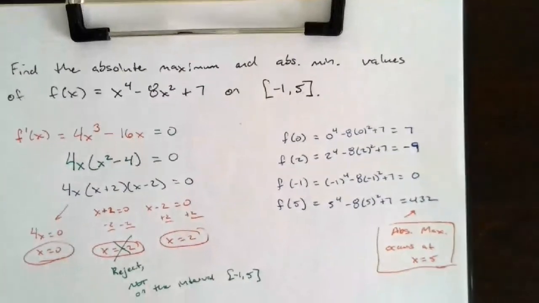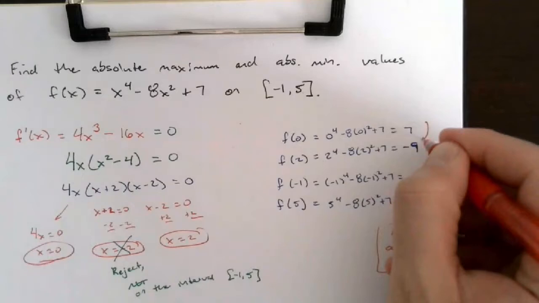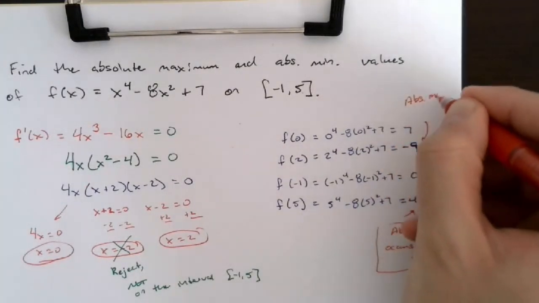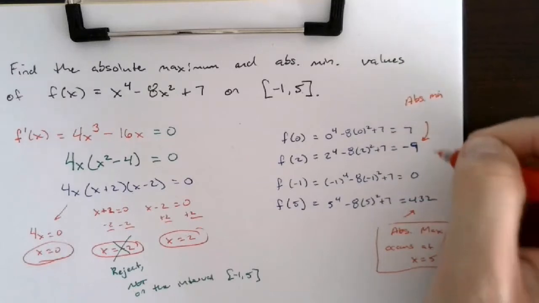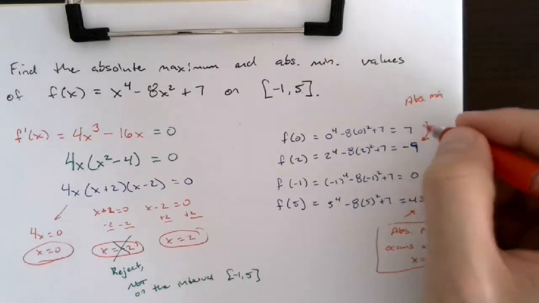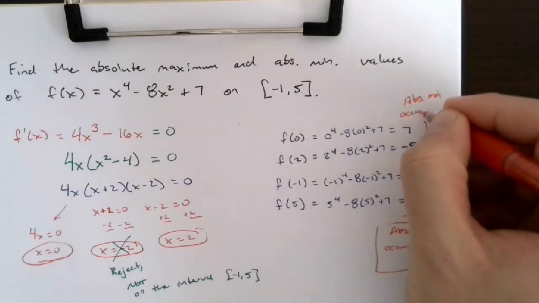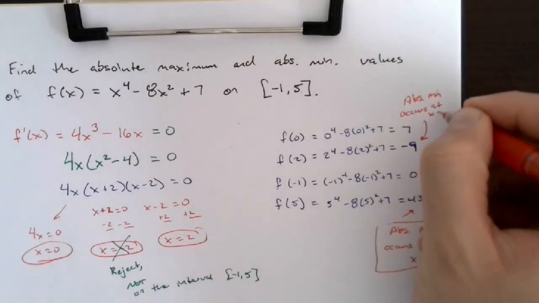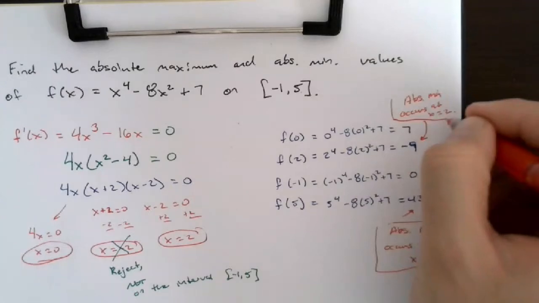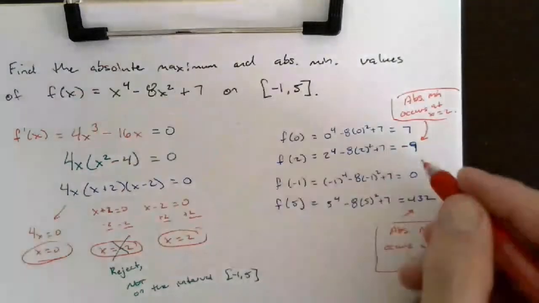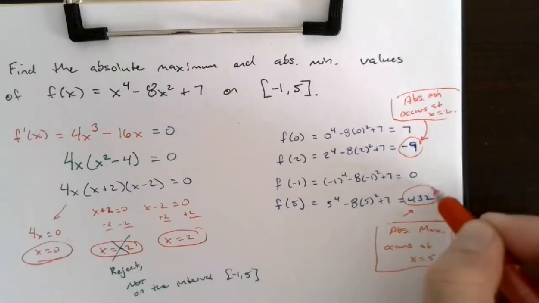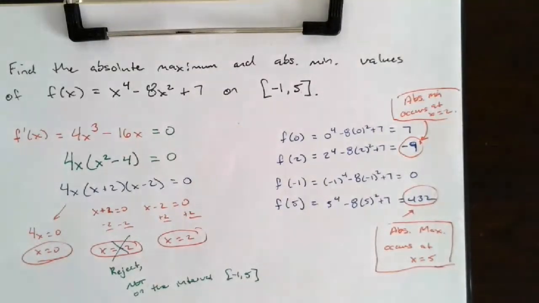All right, and then what's the absolute minimum? We want the lowest y value. Well, the lowest y value we got is -9. So this would be the absolute min, -9, and it occurs at x equals 2. So in this case, it occurred at one of the critical values. So that's how you know what's the absolute max, what's the absolute min on a closed interval.